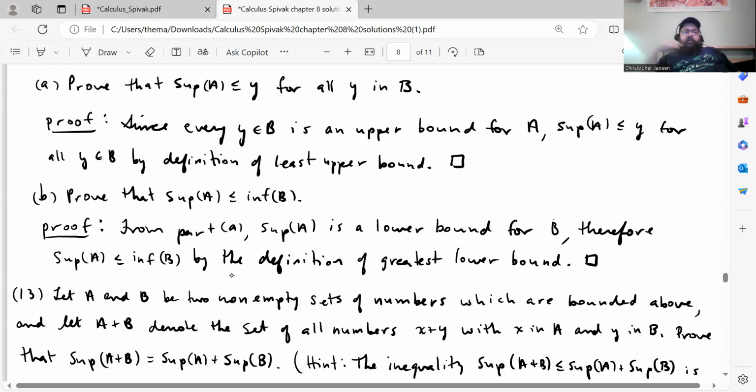Okay, so here's the proof. Since every y in B is an upper bound for A, then obviously the supremum of A is less than or equal to y for all y in B, just by the definition of the least upper bound.